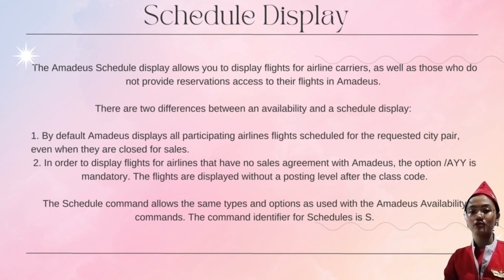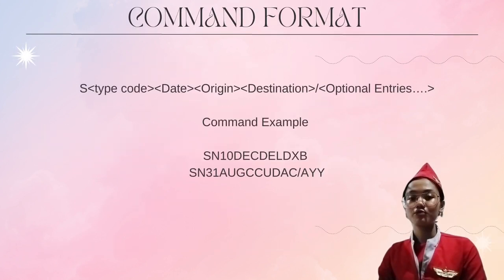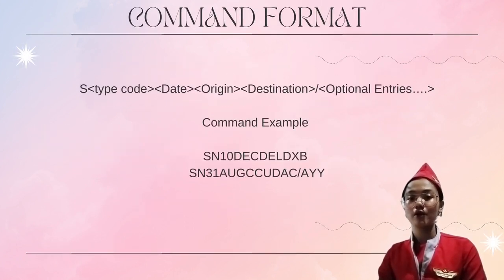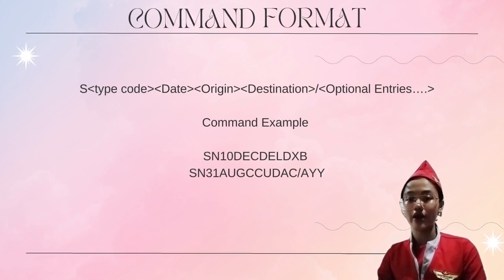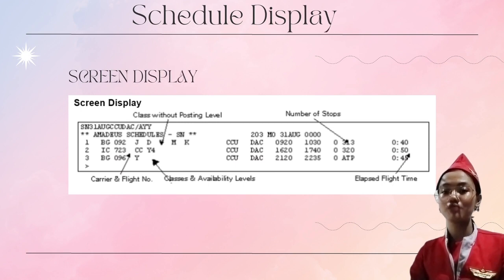The schedule command allows the same types and options as used with the Amadeus availability commands. The command identifier for schedule is S. The format for this command is S, which stands for command identifier. Then input the type code, date, origin, destination, and optional entries. Example, SN10DECDELDXB, SN31AUGCCUDAC/AYY. Here's how it looks on a screen display.